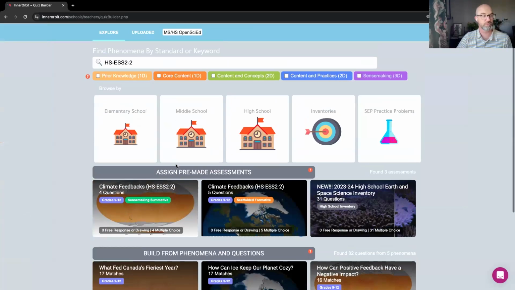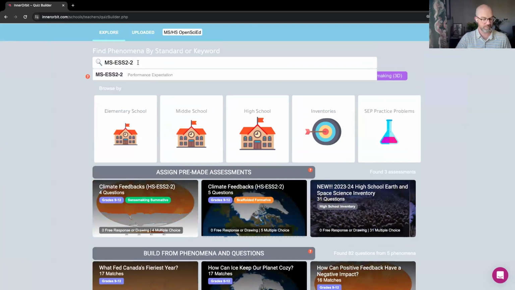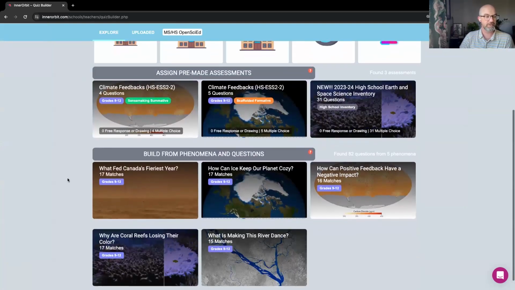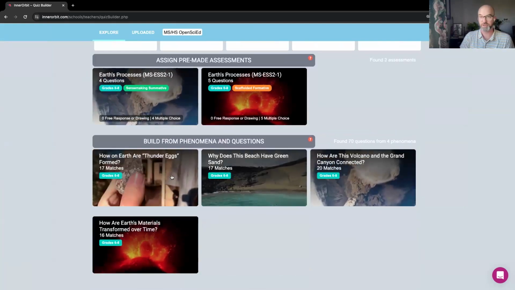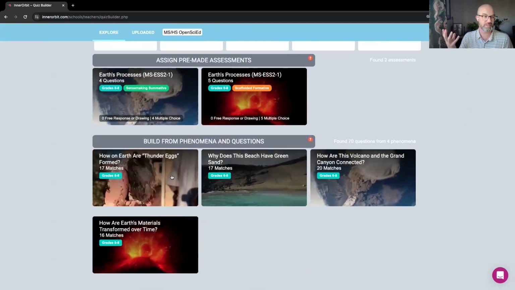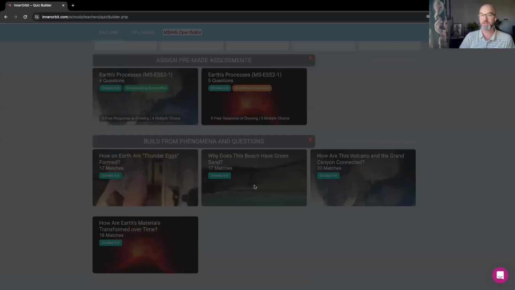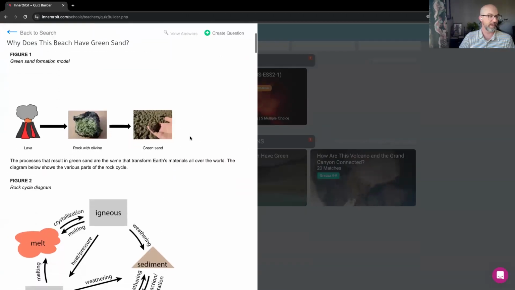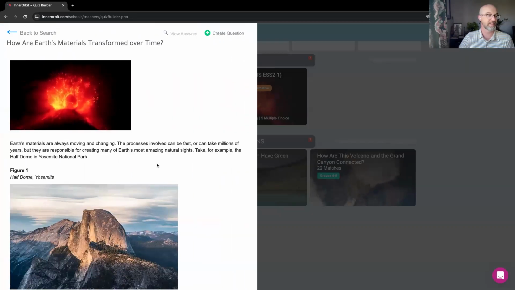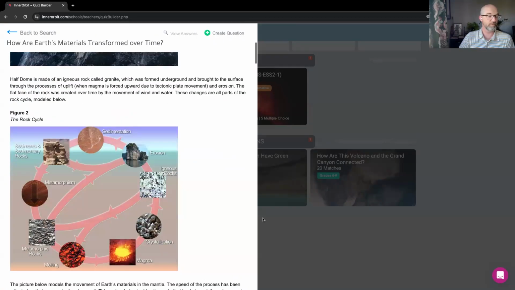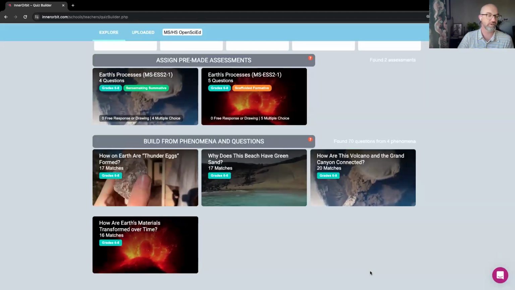our middle school areas, and we can dive into, so on Inner Orbit, if you type in MS-ESS2.1, you're going to have several different phenomena that you can pull from, and you can ask students questions about Earth's processes. This is really a rock cycle standard. And so we can ask them questions about the rock cycle and ask them to dive into much more simple data sets and images to explain what's happening in the rock cycle and how Earth's materials change over time.